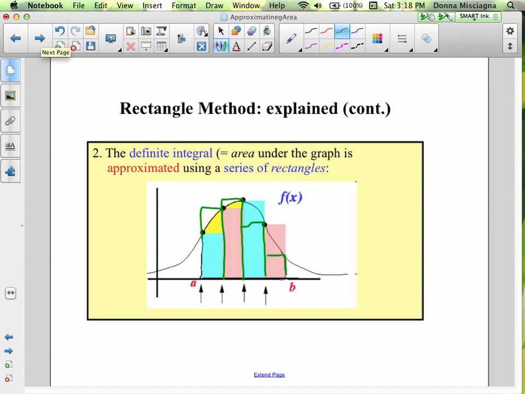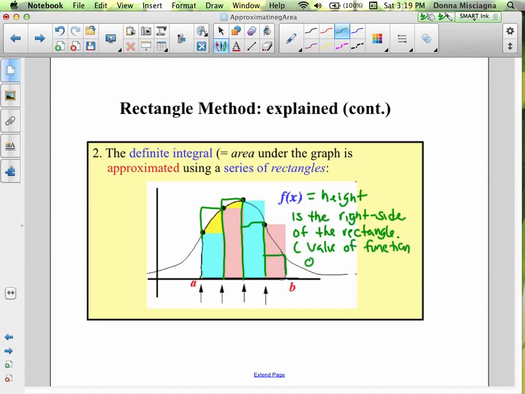And then it goes here. So now my f of x, my height, is the right side of the rectangle. And it matches the value of the function on the right-hand side. I should probably put value of function on the left-hand side on the other slide. I'll do that afterwards. Value of function on the right-hand side.